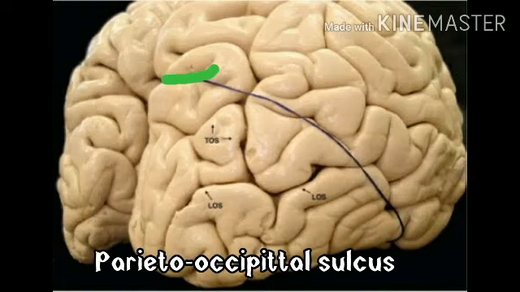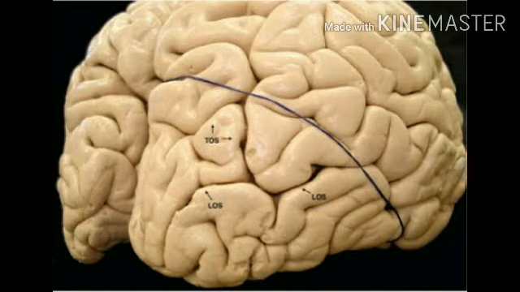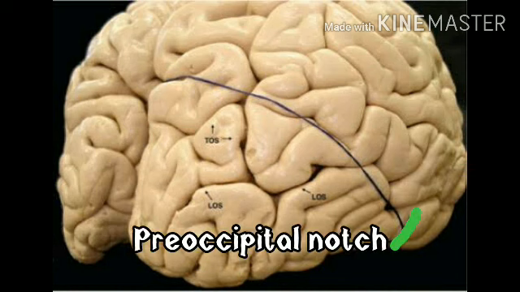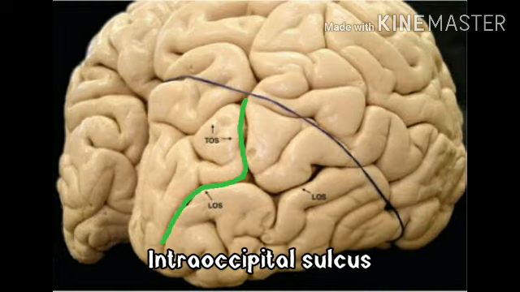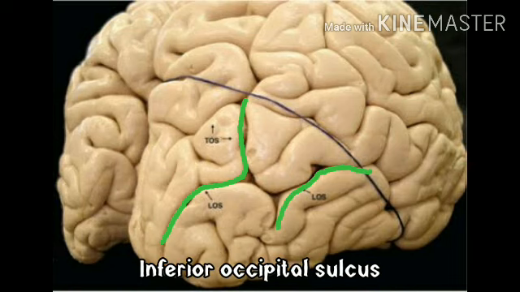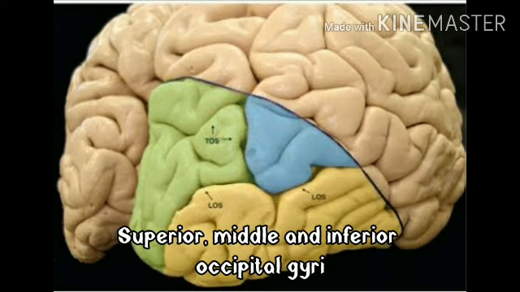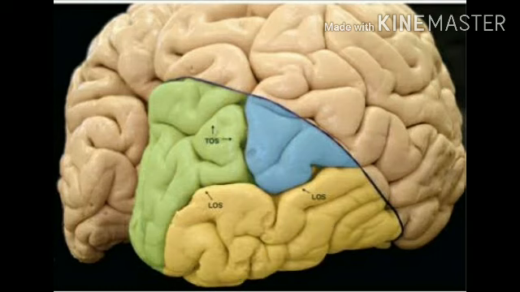The parietal lobe of cerebrum is separated from the occipital lobe by a small sulcus which begins from the medial surface. It is called the parieto-occipital sulcus, which is connected with the pre-occipital notch by an imaginary line present on the supralateral surface of brain. The intra-occipital and inferior occipital sulci, which run at right angles to the central sulcus, divide the occipital lobe into superior, middle and inferior occipital gyri.